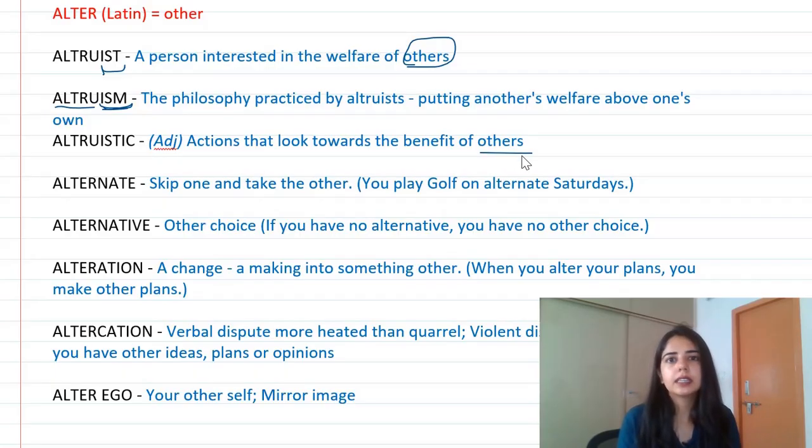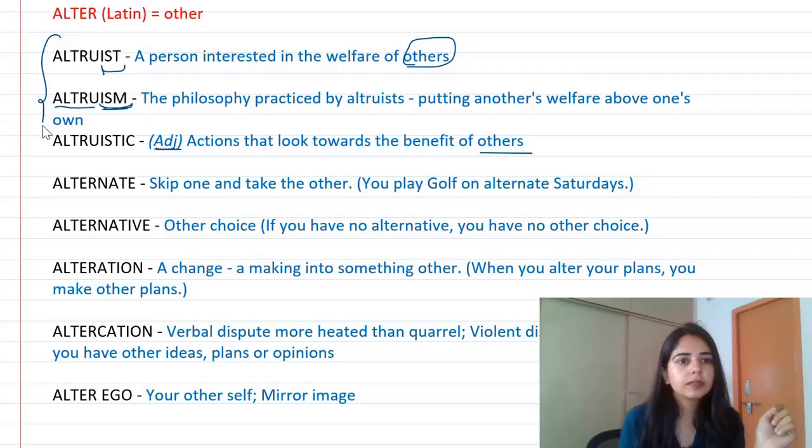If I say his altruistic step towards helping orphans was commendable. So if somebody took a step towards helping somebody, then that step, that act or that donation can be said altruistic. An altruistic donation, an altruistic contribution. Okay, it is an adjective, actions that look towards the benefit of others. So these three are of the same type. Now alternate.